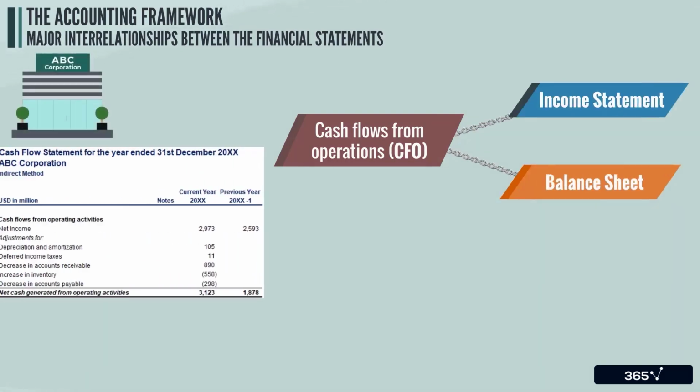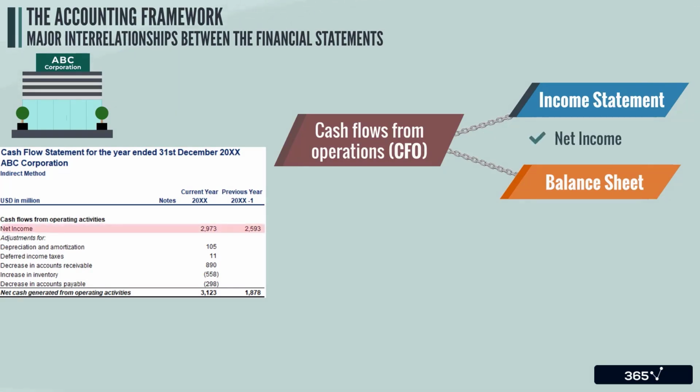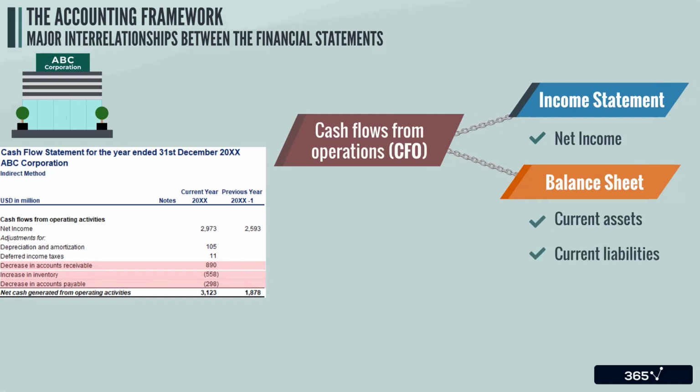Take ABC Corporation's cash flow statement and assume the indirect method for the cash flows from operations. Where do we find net income? In the income statement, of course. This is our starting point. How about the changes in accounts receivable, accounts payable, and inventory? Since these are all current assets and liabilities, we need to go to ABC's Statement of Financial Position.